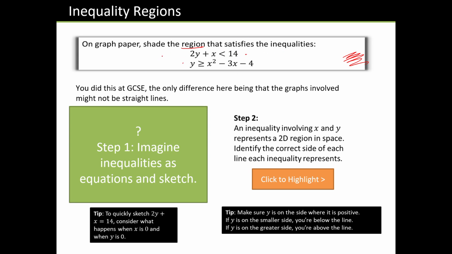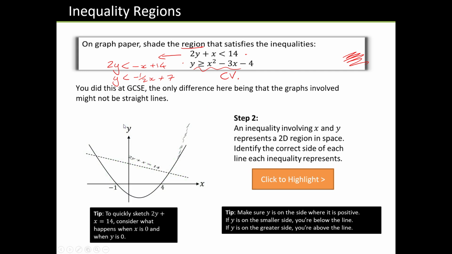So how do we do this? Well, again, we might want to get this y on its own, right? So we might say that this is 2y is less than minus x plus 14. Let's divide by 2. That does mean dividing everything by 2. Okay, so that means it needs to look like this. So we're going to draw that. This one here is a quadratic. You might have guessed we're going to get our critical values. We're going to sketch it. So let's do that bit there.